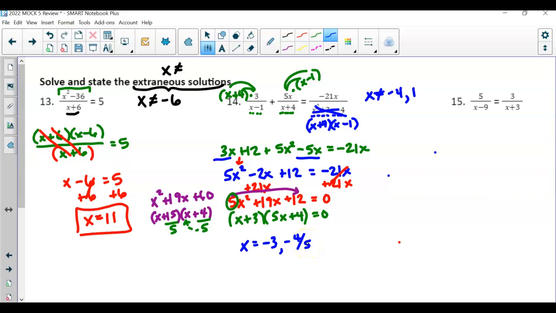Now, before I box and say both are my answer, let's go back. Are either of these two extraneous? No, negative 4 and 1 were. So both are a solution.